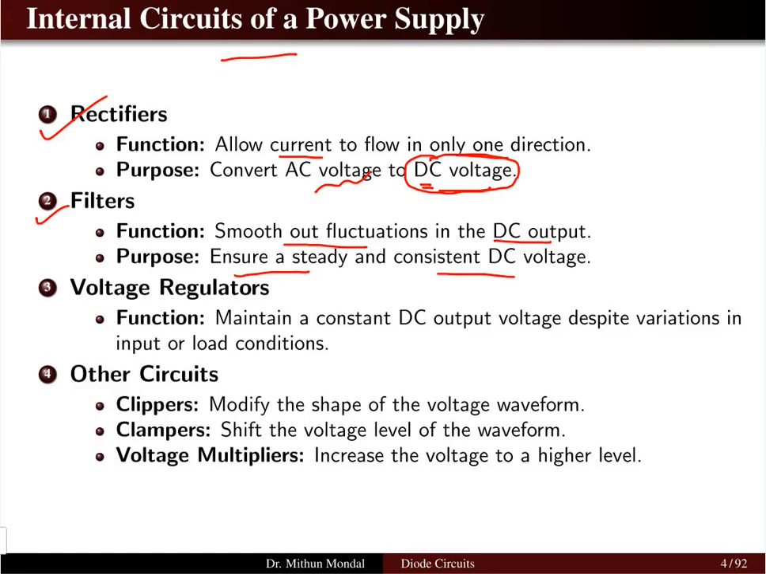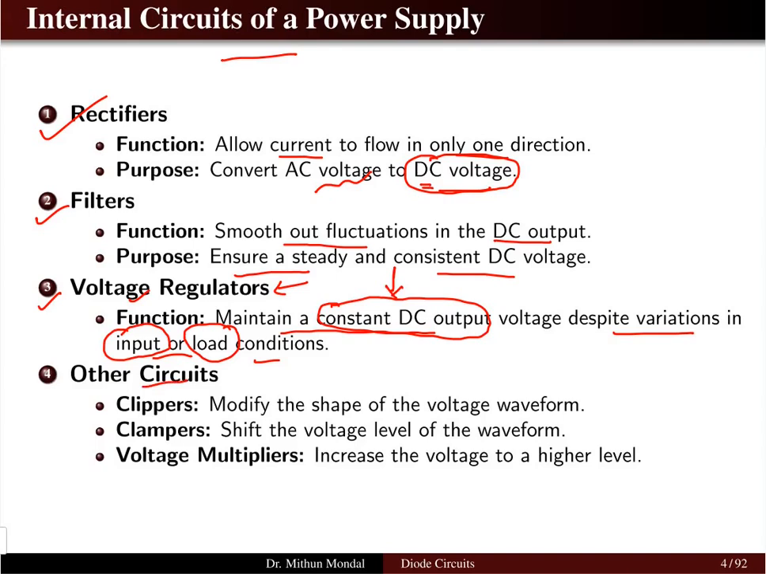The filters also need one more device, the voltage regulators. They maintain a constant DC voltage, because the output of the filter may be smooth, but it may not be constant, whereas a voltage regulator gives a constant DC voltage despite variations in the input or the load conditions. So whatever load variations or input supply voltage variations may come, the output of the regulator will give you a constant DC voltage.